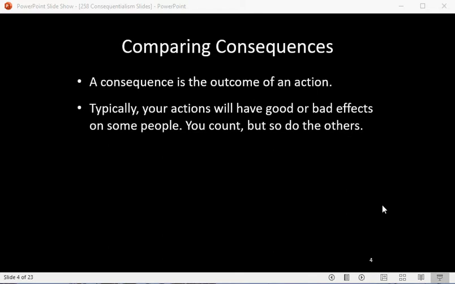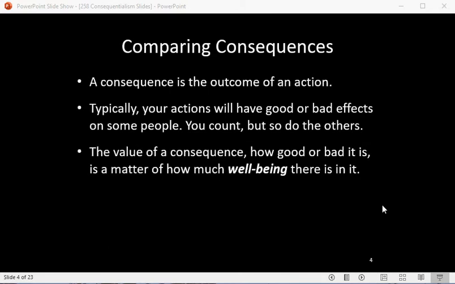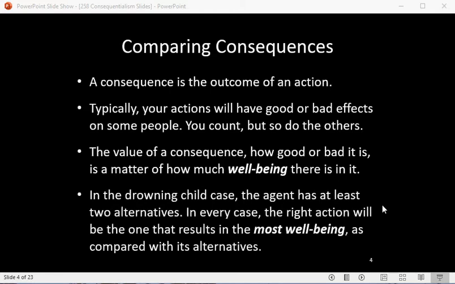Consequences are simply the outcomes of the actions that we perform. Most of the time, our actions are going to have good or bad effects on some people. It's probable that most of our actions affect some people in positive ways, others in negative ways. Again, your well-being as a result of doing something helps to determine whether you're acting rightly or wrongly, but so do others. Other people count as well. So consequentialists have us think about the value of a consequence, how good or bad it is, and that's a matter of how much well-being there is in it.